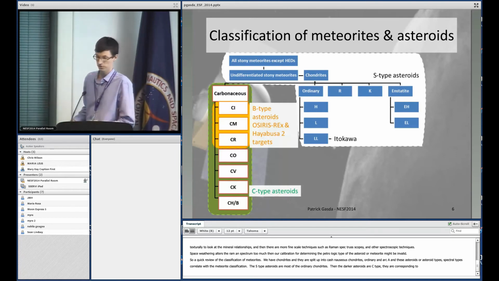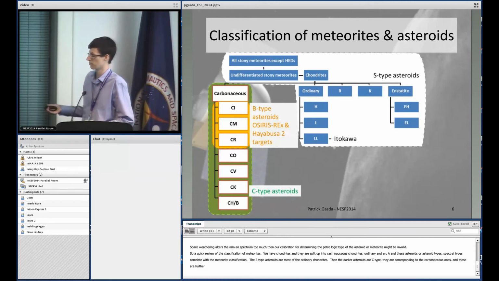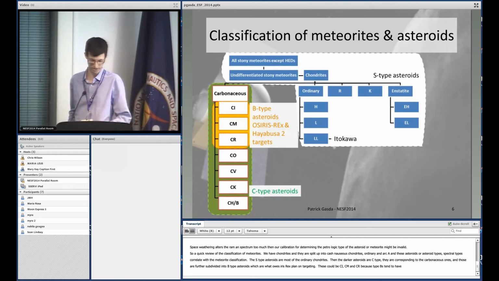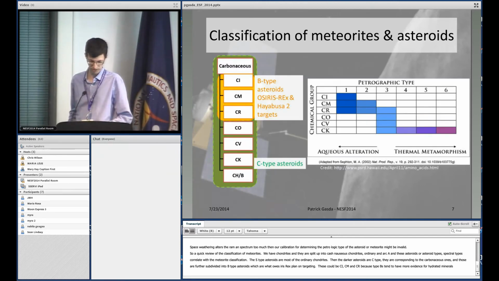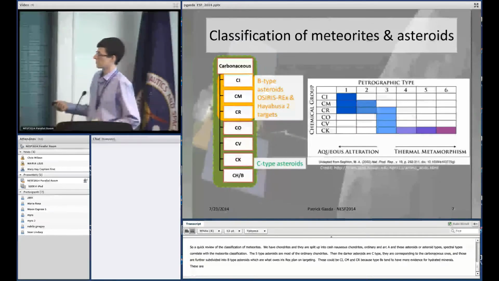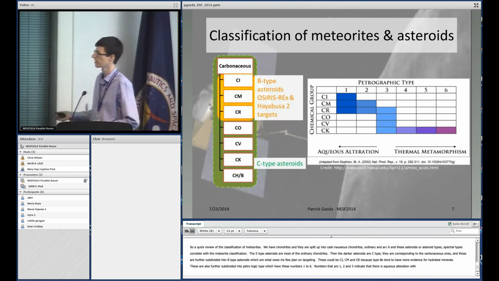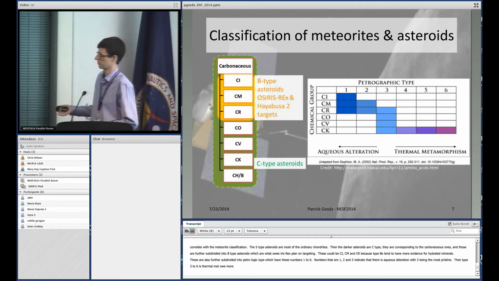And then those are further subdivided into B-type asteroids, which are what OSIRIS-REx and Hayabusa 2 plan on targeting. And these could be the CI, CM, and CR because type Bs tend to have more evidence for hydrated minerals. And then these are also further subdivided into petrologic type, which have these numbers 1 to 6. So numbers that are 1, 2, and 3 indicate that there had been aqueous alteration, with 3 being the most pristine. And then type 3 to 6 is thermal metamorphism, where, again, 3 is the most pristine, and then 6 is most altered.